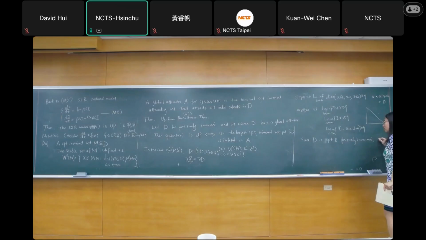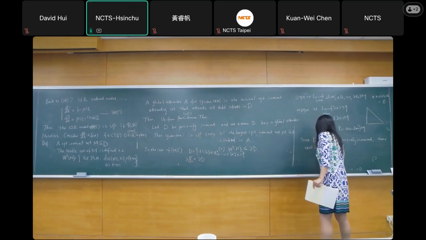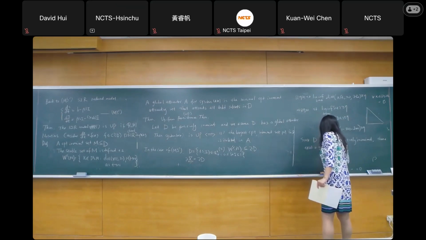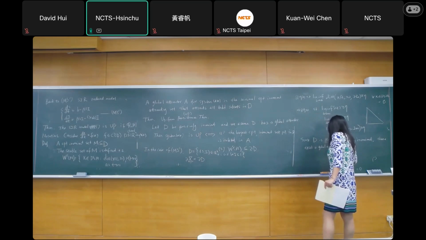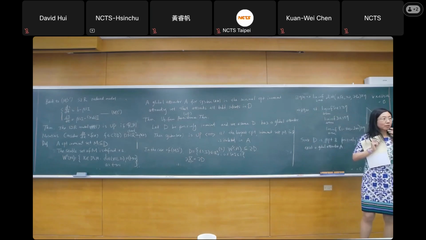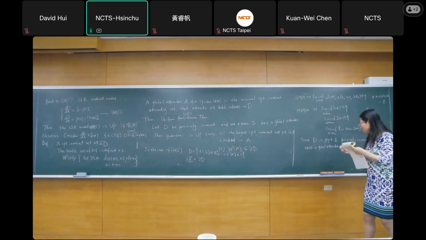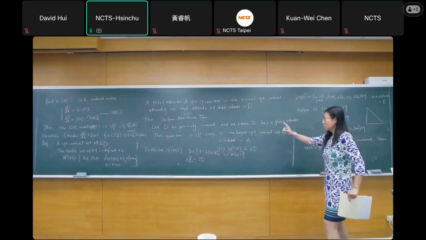So we know there exists a global attractor. That's the smallest one that can do the job. The big one already can do the job, but that's just too big. So we know there is this global attractor.